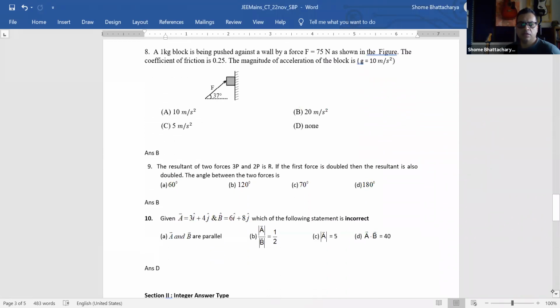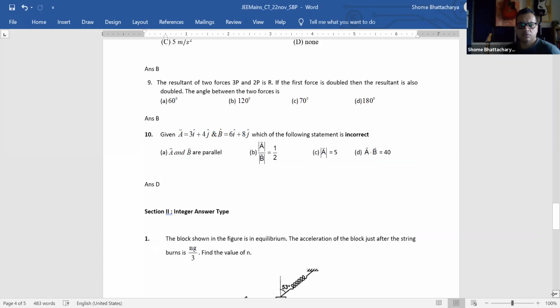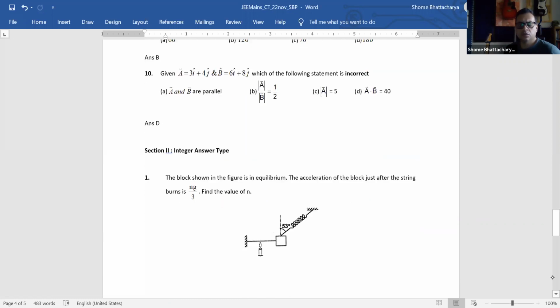Okay, what about the 8th and 9th question? Anybody has a doubt in the 8th question or the 9th question? Okay, good. Very good. Fine. And I think the vectors question should be okay.